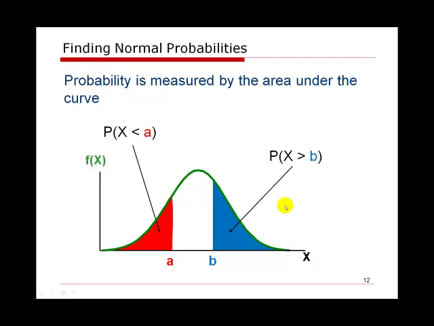So when we look at the normal distribution probability, we will always see one of these three types. Either x is smaller than a given number, or x is greater than a certain number, or x is in between two numbers. That will be the way to define the area under the curve, and that will be the way to define the normal probability.